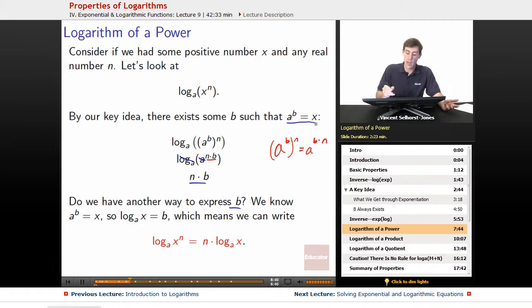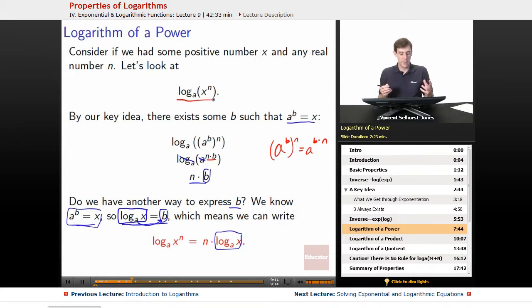Well, from the beginning, we know that a to the b equals x, so we could write that in its logarithmic form, and we'd show that log base a of x is equal to b. So log base a of x equals b because a to the b equals x, right? Which means that we can swap out the b here for the log a of x. So we started with log a of x to the n, and now we see that we can take this n and move it out front, and we've got n times log a of x. So if we've got an exponent, we can move it out front.